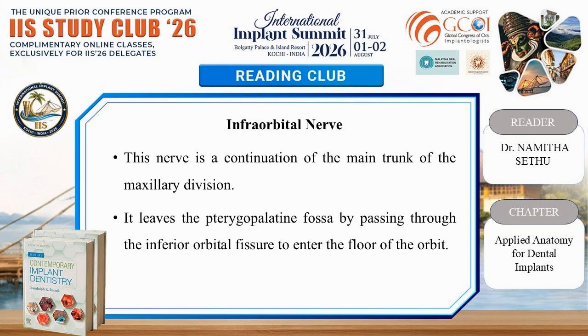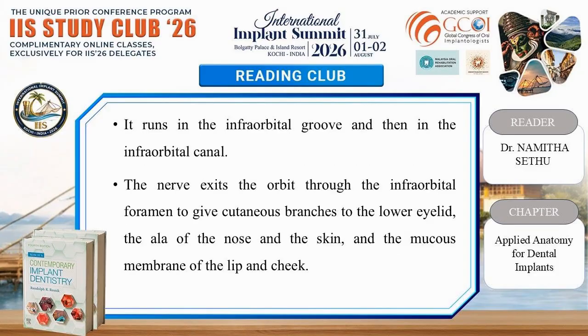Infraorbital nerve. This nerve is a continuation of the main trunk of the maxillary division. It leaves the pterygopalatine fossa by passing through the inferior orbital fissure to enter the floor of the orbit. It runs in the infraorbital groove and then in the infraorbital canal. The nerve exits the orbit through the infraorbital foramen to give cutaneous branches to the lower eyelid, ala of the nose, and the skin and mucous membrane of the lip and cheek.